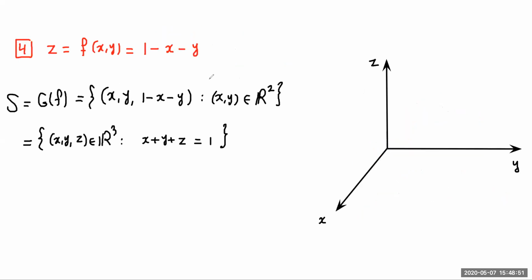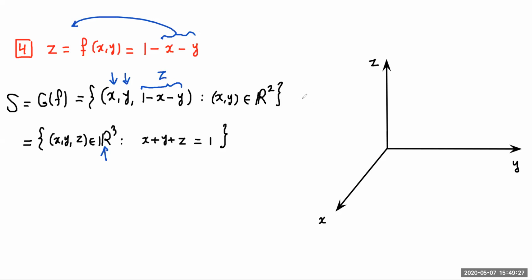Next example, the graph of the function z equal f(x,y) equal 1 minus x minus y. So the graph will be all the points x, y, and instead of z, I will write 1 minus x minus y. So we can write this as all the points x, y, z in R3, where x plus y plus z equal 1. Yes, because if I take these two terms to the left, I will have x plus y plus z equal 1.